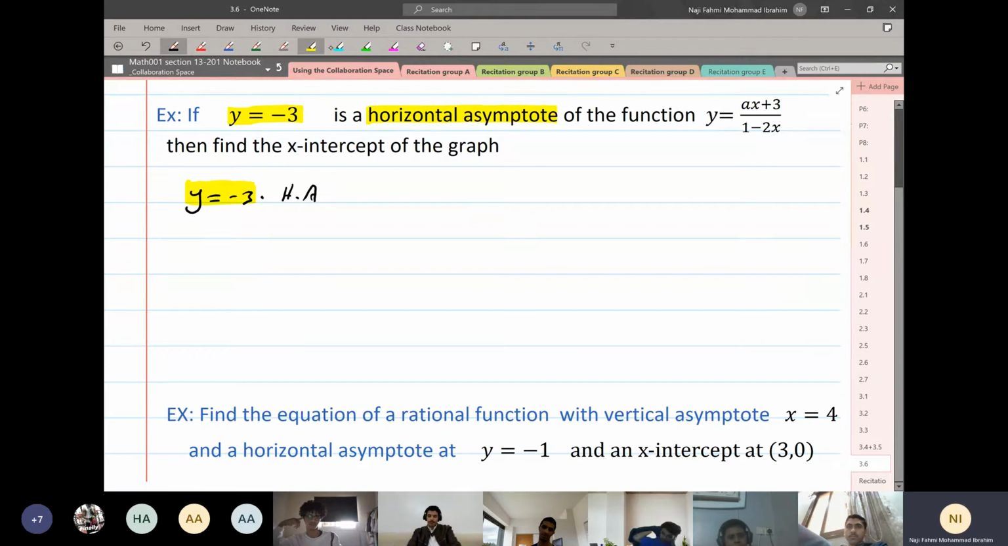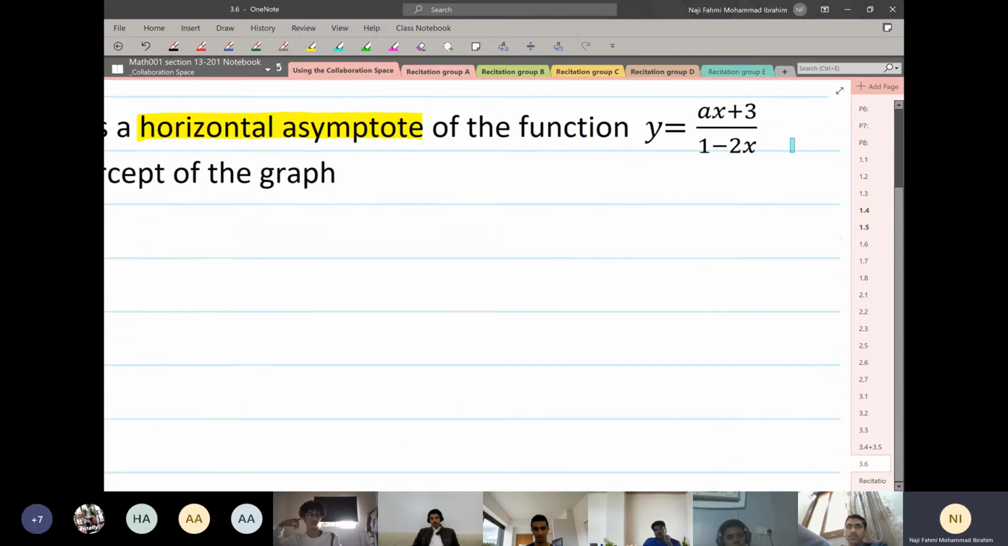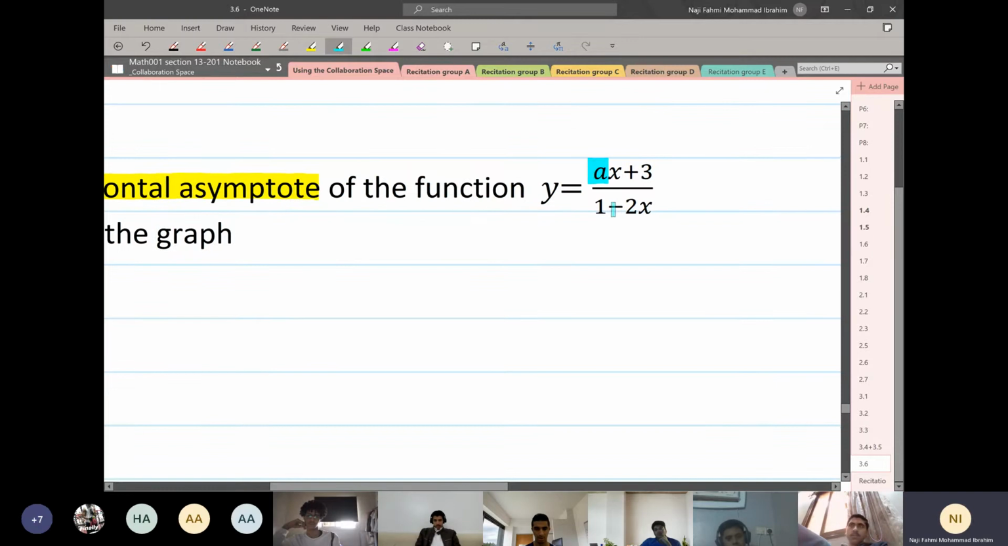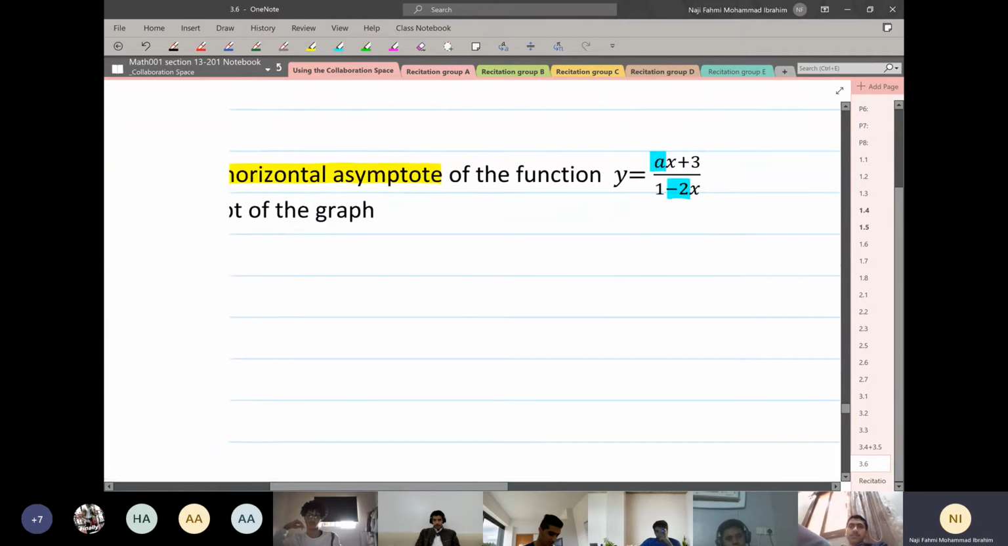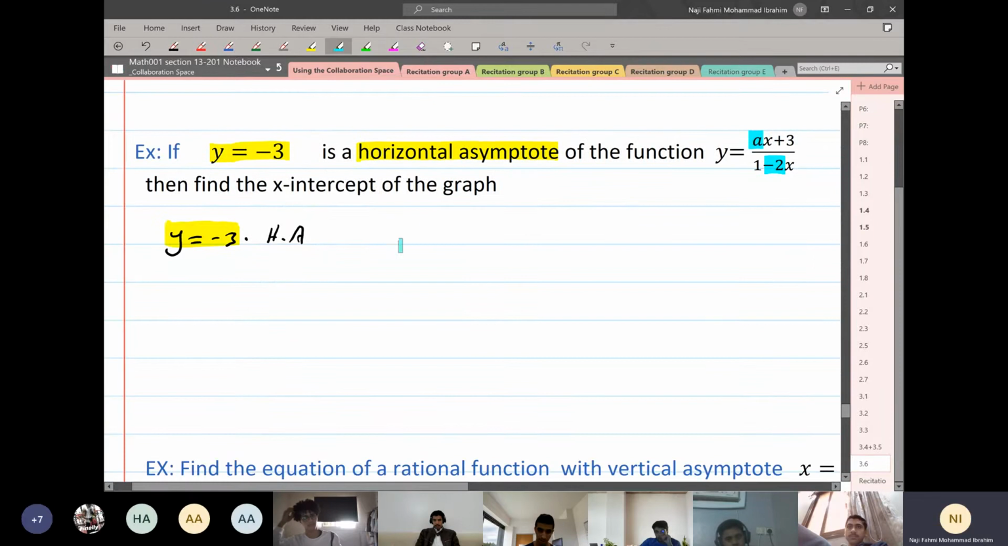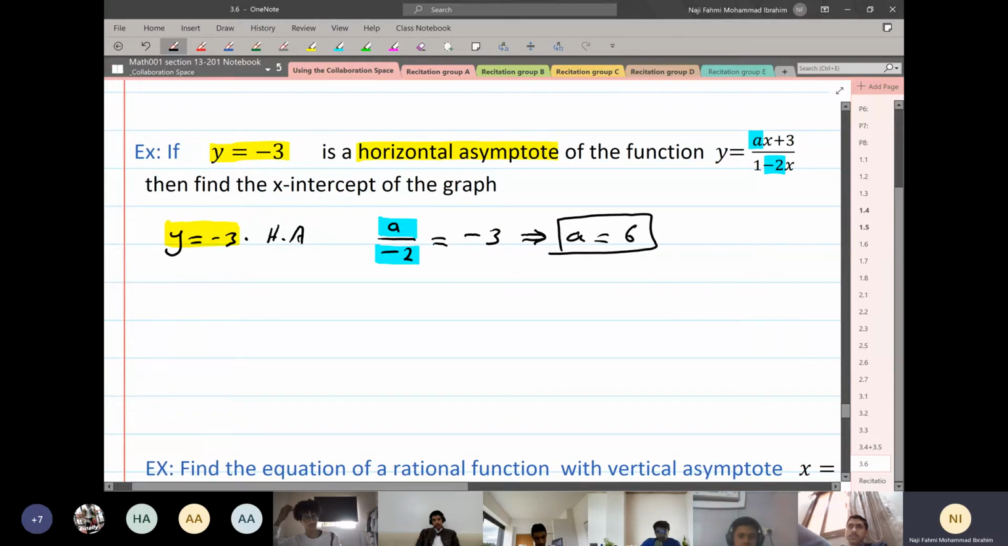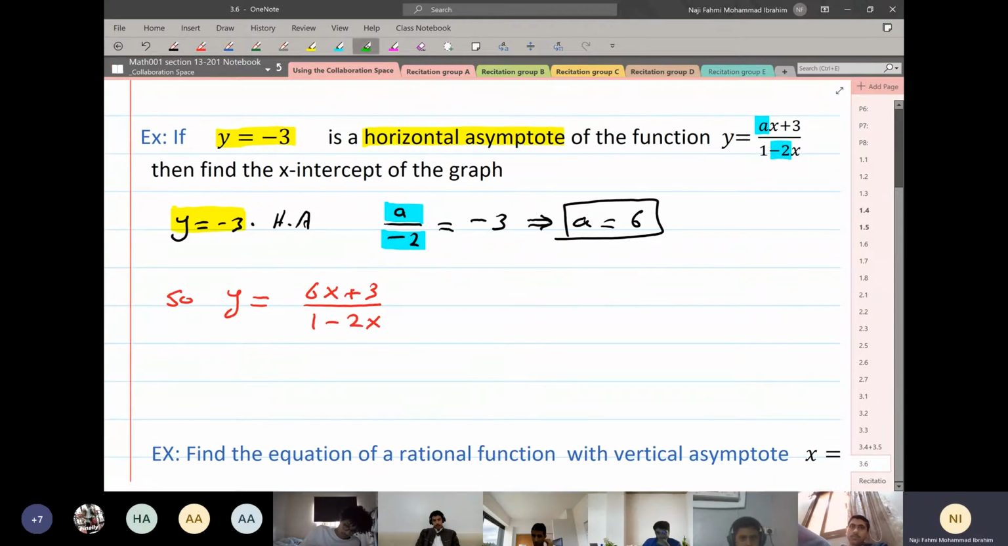And also, do you remember how to find the horizontal asymptote from the equation here? We used to divide the leading by the leading. So I will say what now, Shabab? A divided by -2 should equal what? -3. Can I find A? 6. A is 6. So if A is 6 now, what's my function? Replace A with 6: 6x plus 3 over 1 minus 2x. This is our function. Now, the question is asking us to find what?